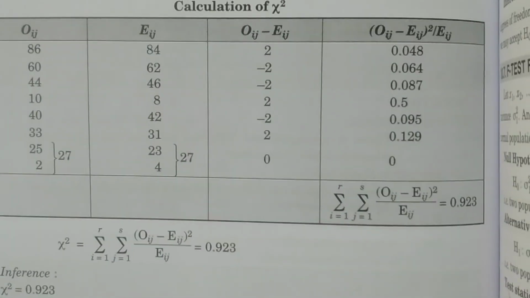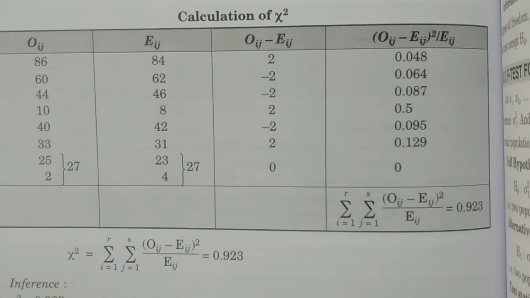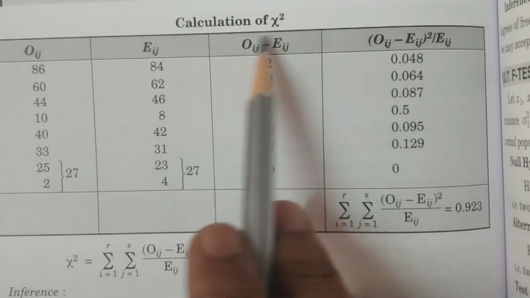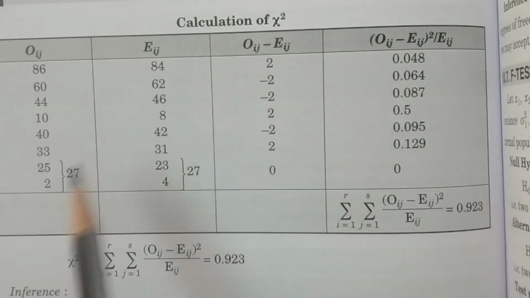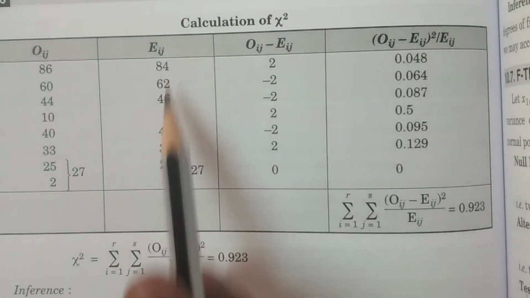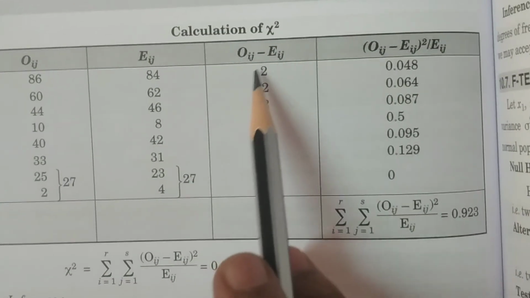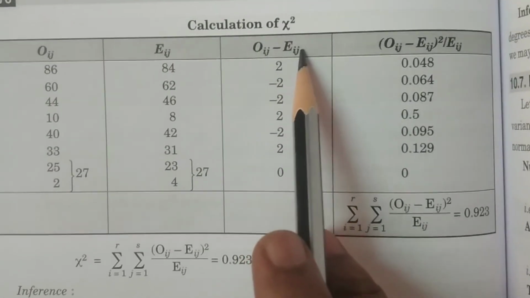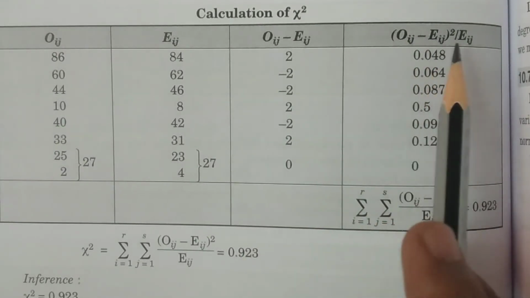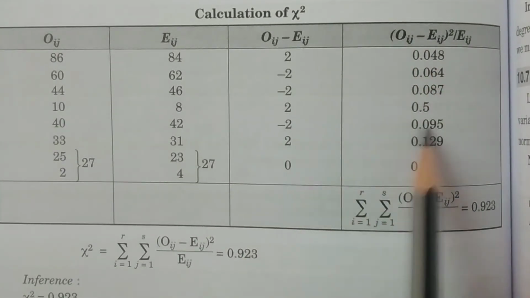you have to formulate a table like this. This is for calculation of chi-square. What you have to do? Write Oij and Eij as the first columns, and then calculate Oij minus Eij, and then Oij minus Eij whole square by Eij. These are the columns you are required to calculate.